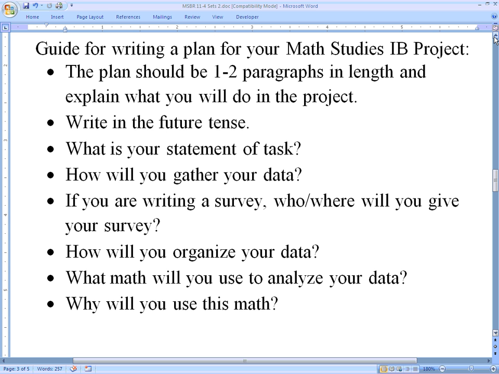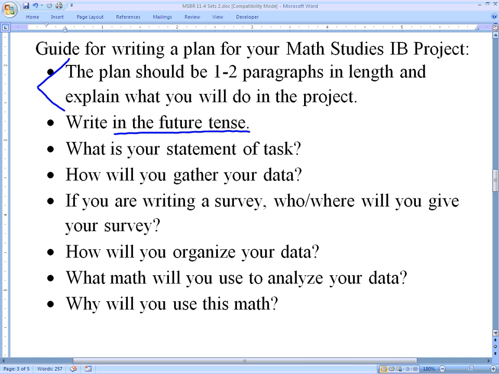So what should be in the plan? Well, the plan should be 1 to 2 paragraphs in length. It can be longer, but I think, if you're writing well-written, concise sentences, you shouldn't have any problem getting it done in 1 to 2 paragraphs. And it's going to explain what you will do in the project. You want to write in future tense, and you're going to use first-person narrative, meaning you're using I to explain what you will be doing.